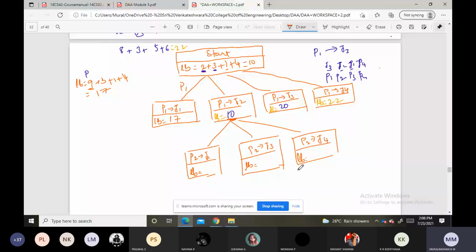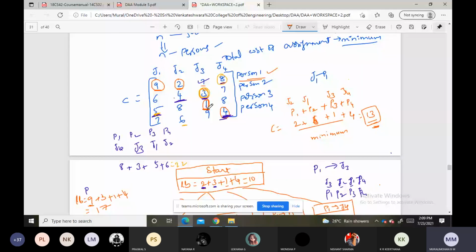For person 1, you should always take job 2 only, because it is giving the minimum lower bound. So person 1 is fixed, that is job 2. Now you just try for person 2. If you assign job 1 for person 2, then for person 3 you assign job 3 or job 4, based on this one. So it is job 3 only.